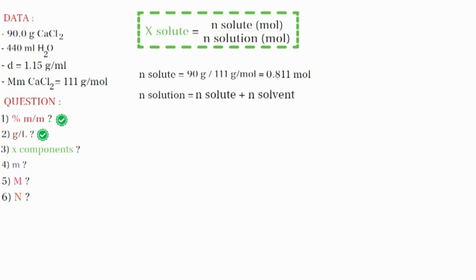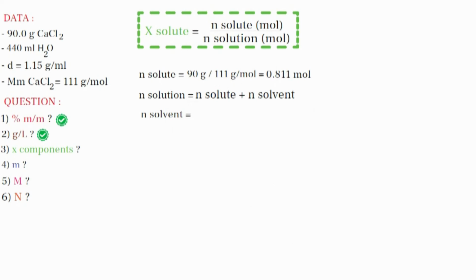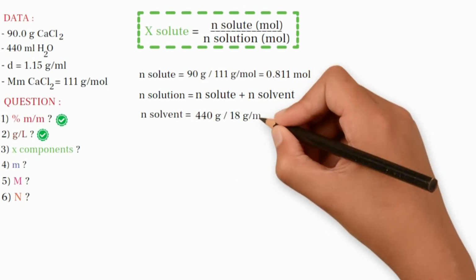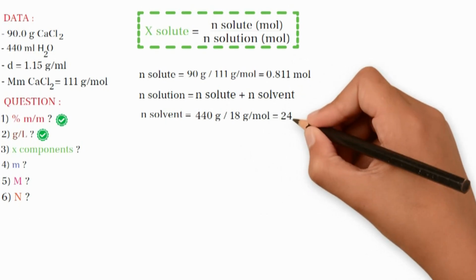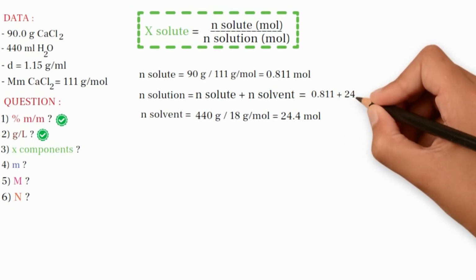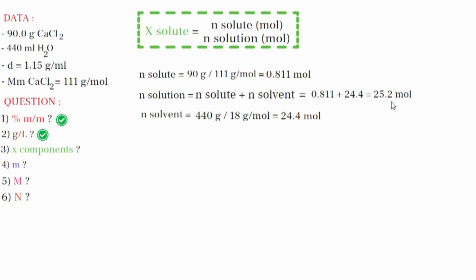We have already the mole of solute, but we need the mole of solvent. How can we calculate that? Well, we have calculated before the mass of solvent, which was 440 grams. So let's just do 440 grams divided by the molar mass of water, and we will have the mole of solvent, which is 24.4. This means that the mole of solution will be given by 0.811 plus 24.4, and the solution is 25.2 mole.